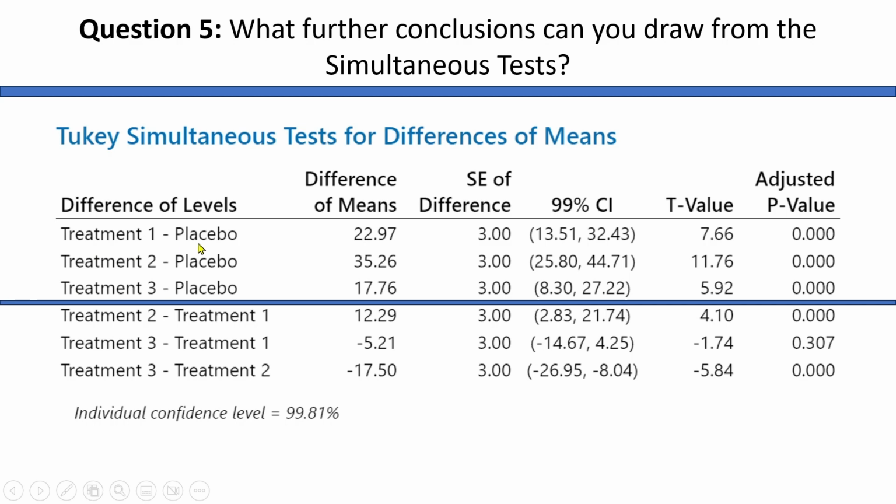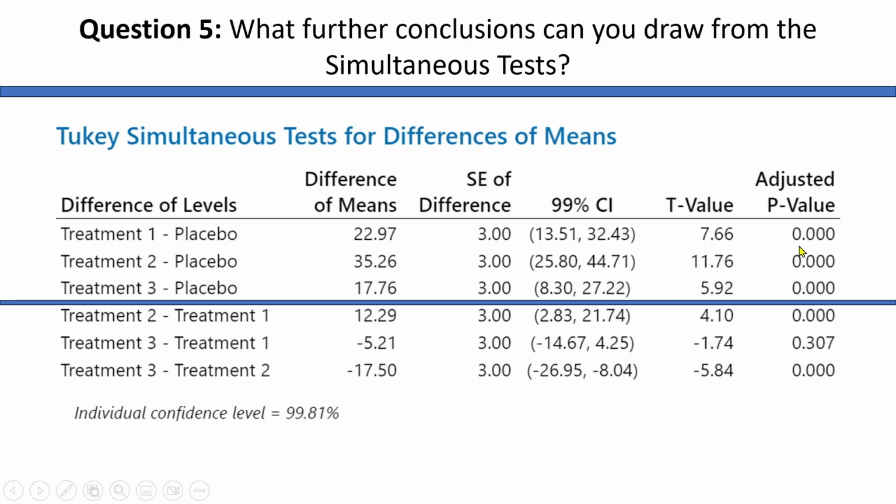And so looking at this first row, we're comparing the population mean response for treatment 1 against the population mean response for a placebo. What we see over here is a simultaneous 99% confidence interval for that comparison. So this is a confidence interval for the difference between population mean values, treatment 1 compared to placebo. And what can you see here? This interval contains only positive values. That is an indication that treatment 1 is giving a higher mean response than the placebo.